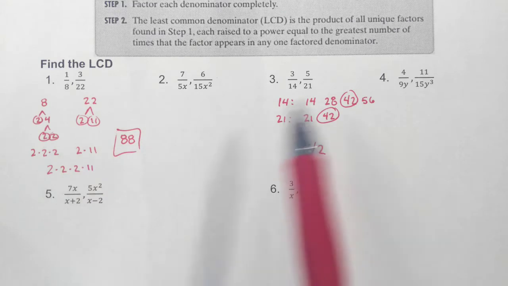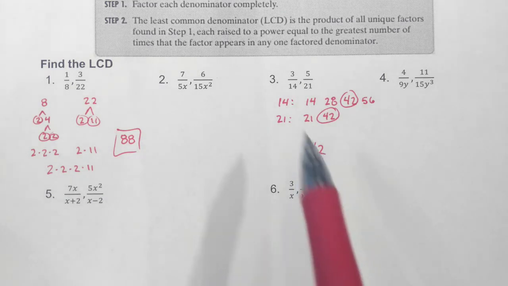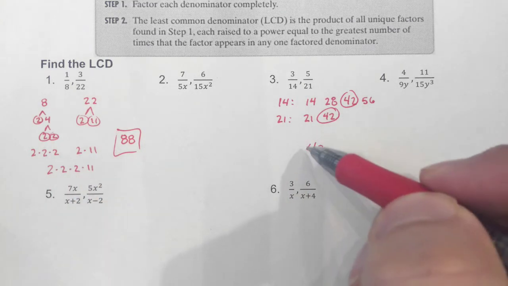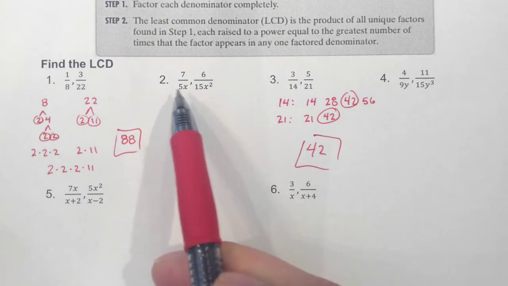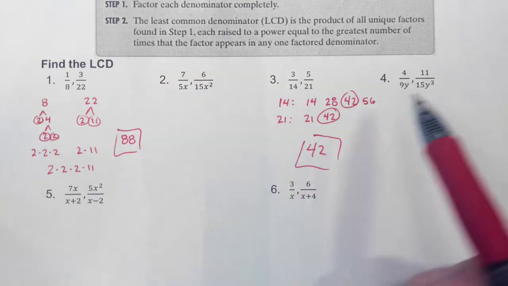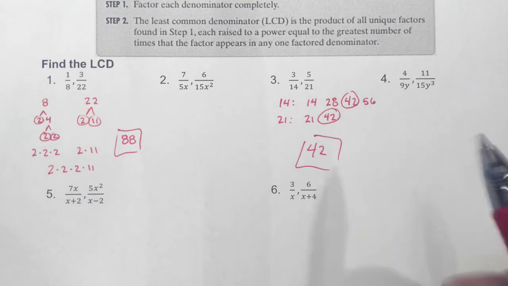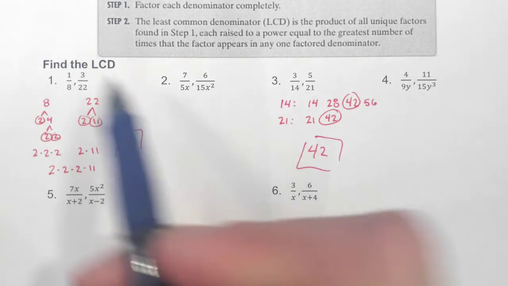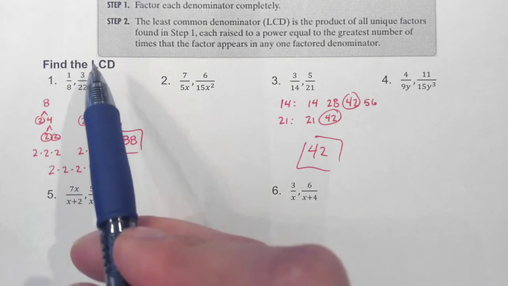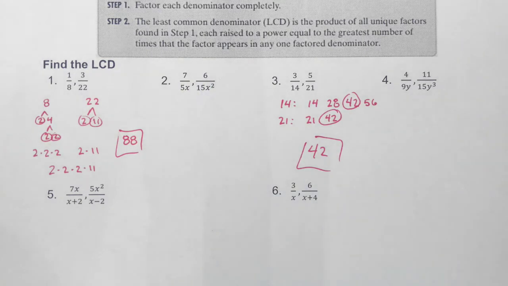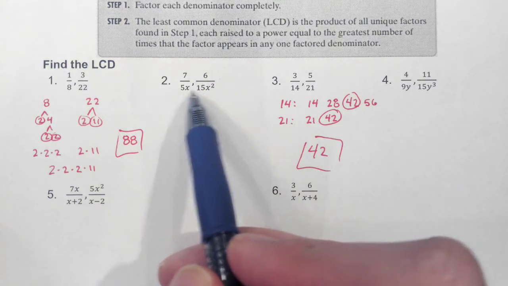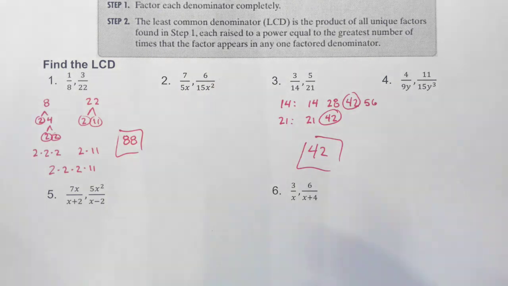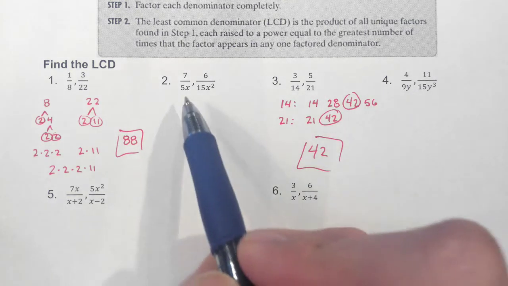If you look at the numbers and it's not super apparent what the common denominator is, you can do that. If you look at these, 5 and 15, that's a lot easier, and between 9 and 15, those are not too hard to find the common denominator. So let's look at number 2 there. 7 over 5x and 6 over 15x squared. So again, we're just finding what would the common denominator be. We don't really care about the numerators right now. We're just saying between 5x and 15x squared, what would be the common denominator?